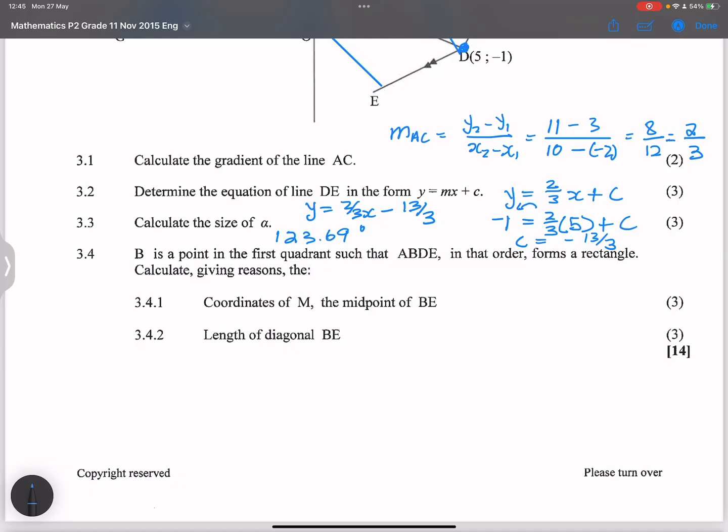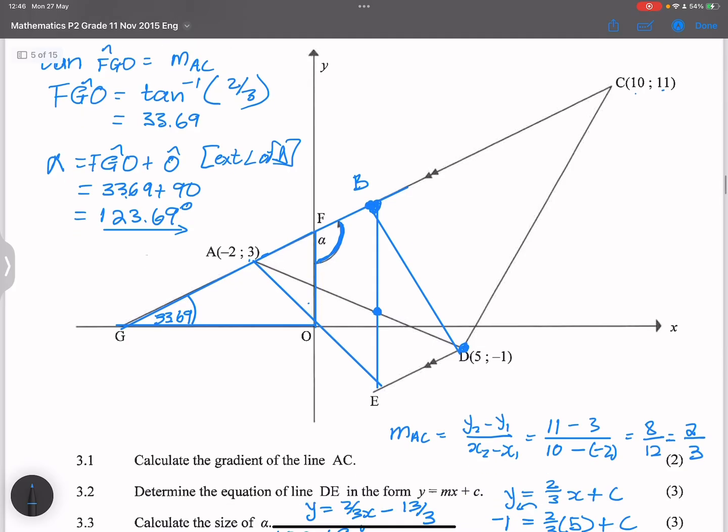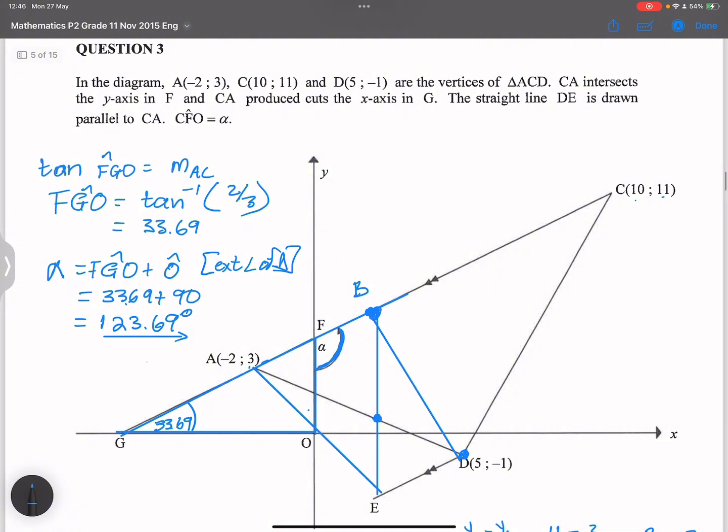And what do we know about the properties of a rectangle? Now they said we must find the coordinates of M, which is the midpoint of BE. So if you look at BE, there it is, a diagonal. What do we know about the diagonals of a rectangle? We know that they bisect each other, which means that midpoint would actually be the midpoint of AD as well. So we might as well just look for the midpoint. So there's M over there.